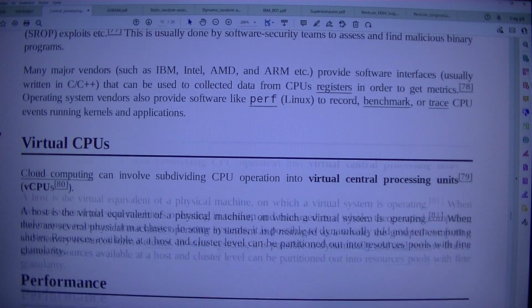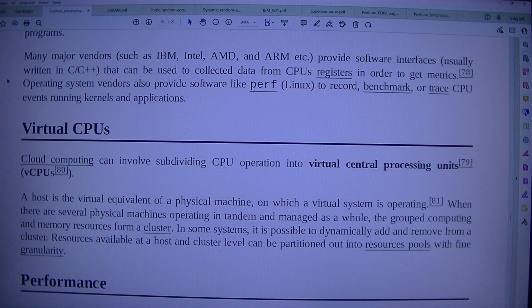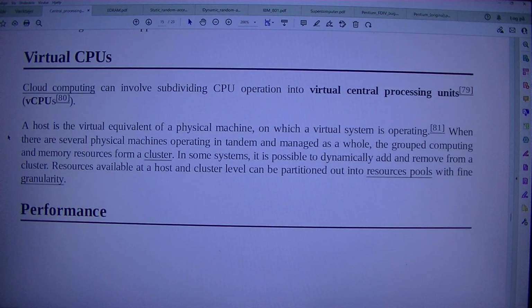Many major vendors, such as IBM, Intel, AMD, and ARM etc., provide software interfaces, usually written in C/C++, that can be used to collect data from CPU's registers in order to get metrics. Operating system vendors also provide software like Perf, on Linux, to record, benchmark, or trace CPU events running kernels and applications. Virtual CPUs. Cloud computing can involve subdividing CPU operation into virtual central processing units.